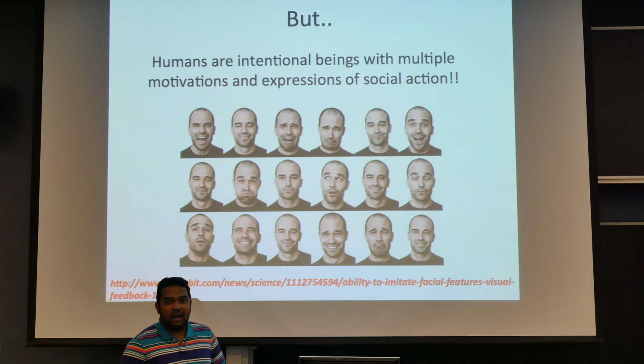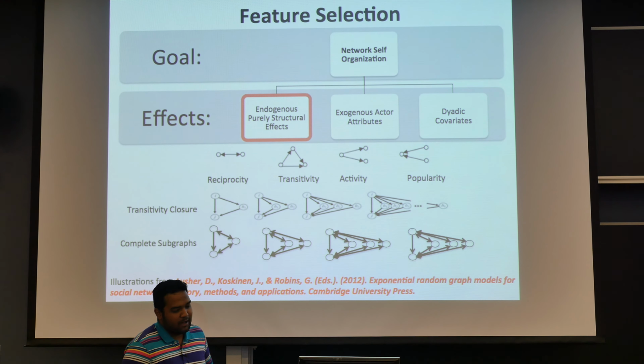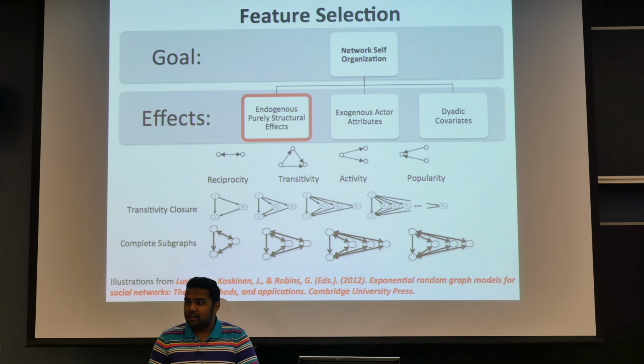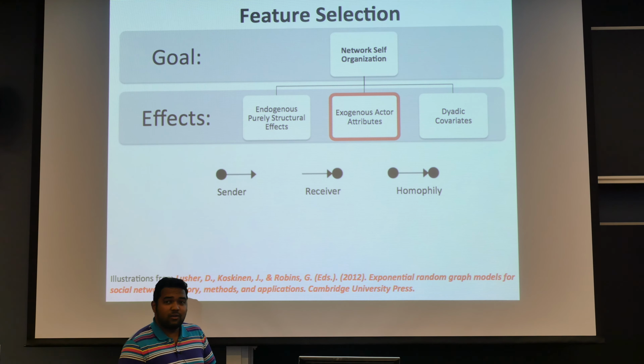Because humans are intentional beings with multiple motivations and multiple expressions of social action, having a model that can capture these different social processes simultaneously is important. Therefore, for structural effects, we model reciprocity, which is the fundamental unit of human exchange. We capture triangulation effects, which indicate the propensity of humans to operate in small group-like structures. For the attribute-based effects, we include the sender, receiver, and homophily effects.